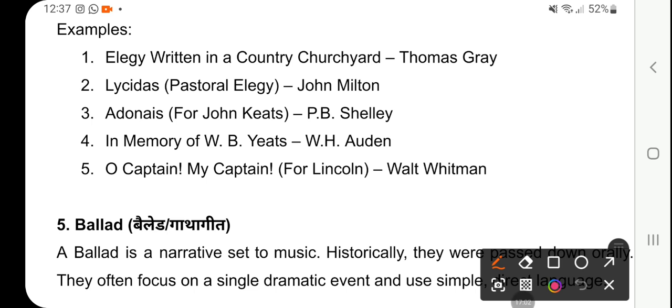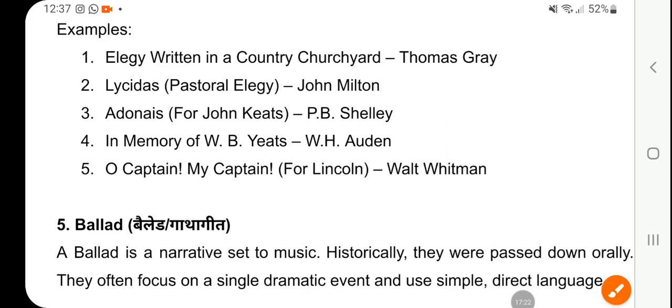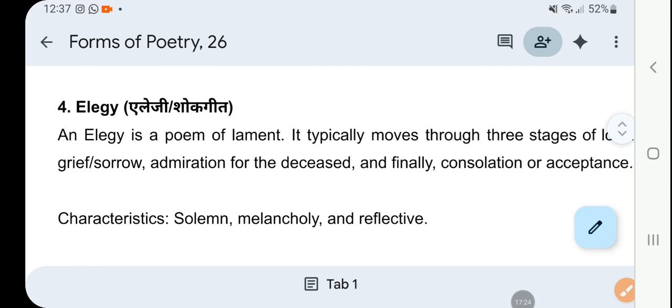Auden wrote in memory of W.B. Yeats. And Walt Whitman wrote in memory of Abraham Lincoln, O Captain, My Captain. So it's all serious poetry, right? It's all poetry for lamenting, crying poetry.